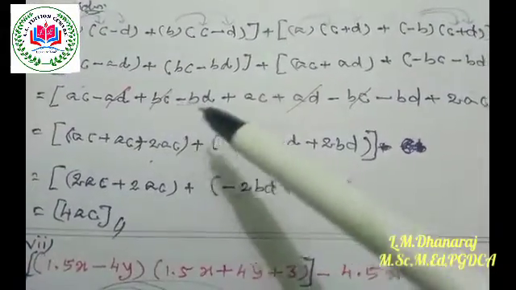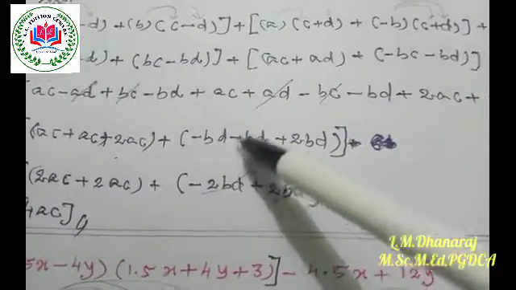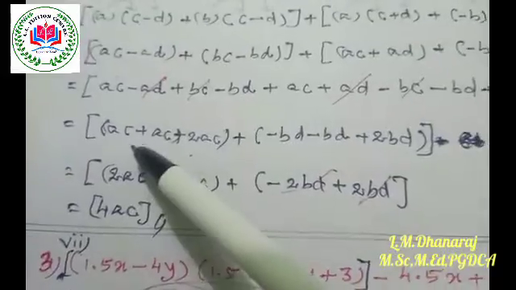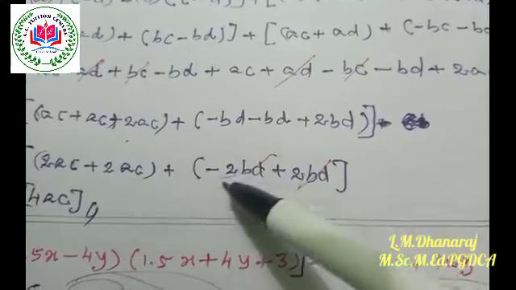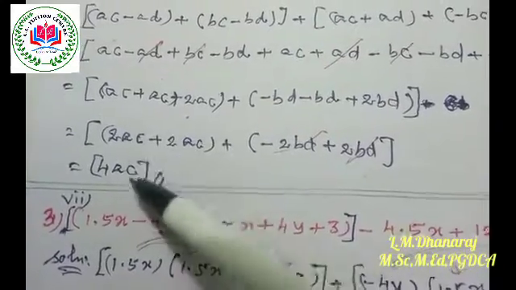ac, there is one more ac over here, group it, then plus 2ac. Similarly, minus bd, then one more minus bd is there, then plus 2bd. Okay, now here 1ac plus 1ac is 2ac plus 2ac, and minus bd means minus 2bd plus 2bd. So minus 2bd and plus 2bd can be cancelled. So remaining is 2 plus 2 is 4, ac is the final.